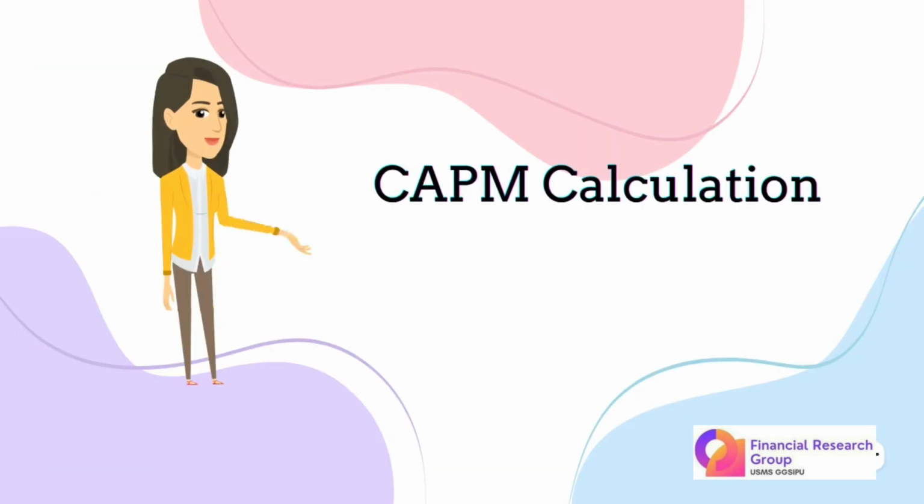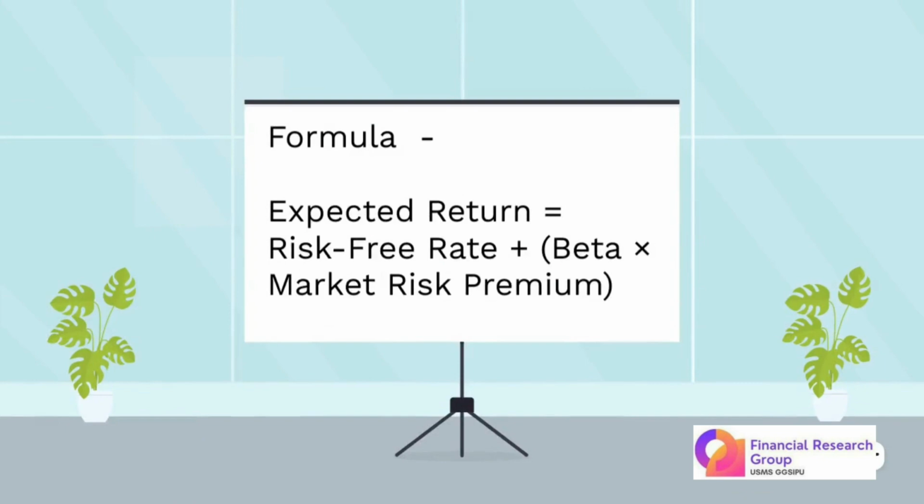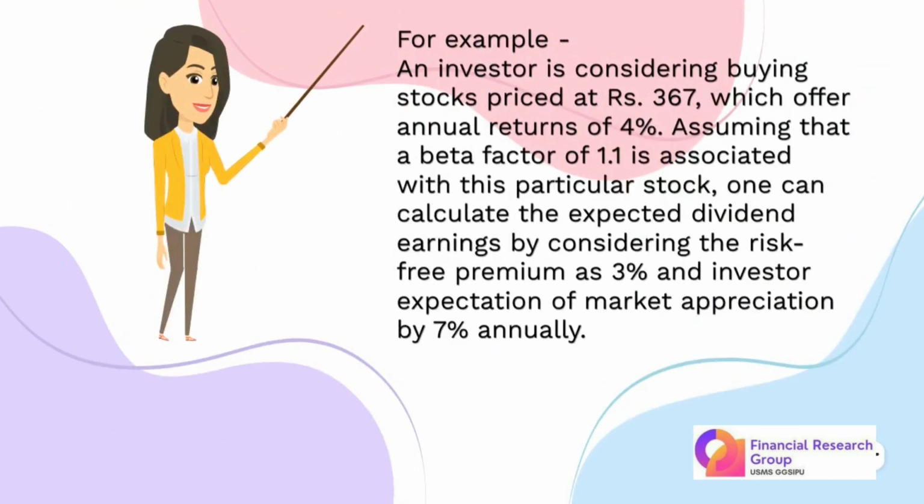Capital Asset Pricing Model calculation. The formula for the Capital Asset Pricing Model is: expected return is equal to risk-free rate plus beta into market risk premium. Let us understand with the help of an example.